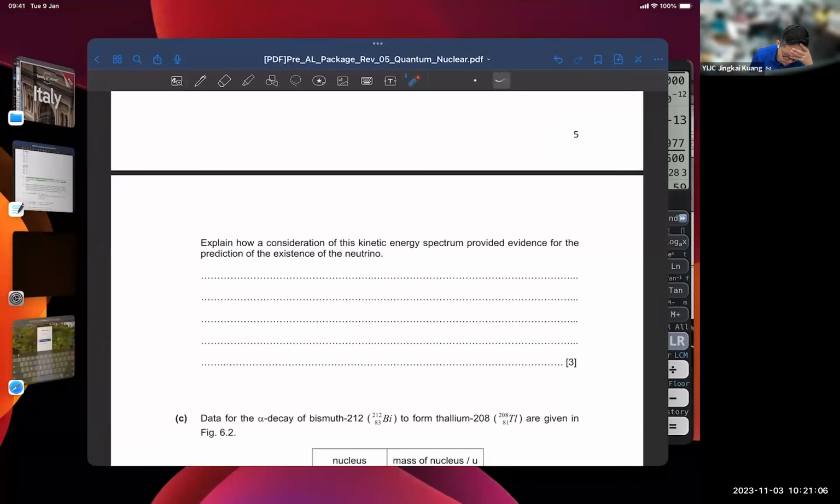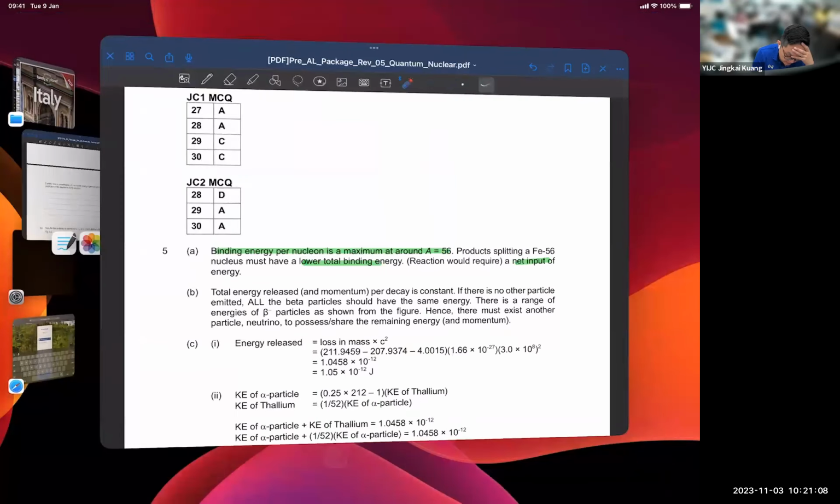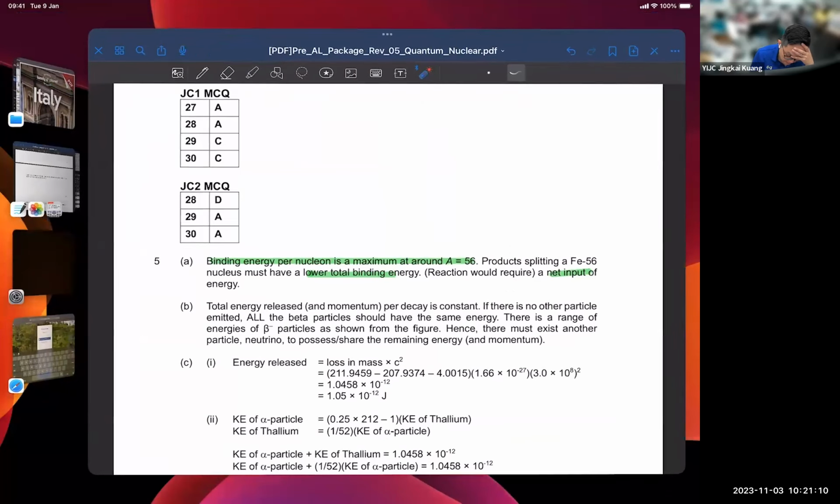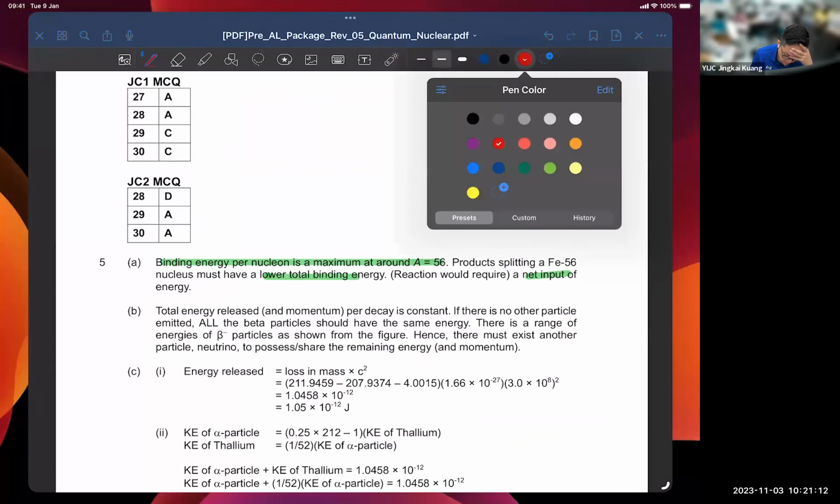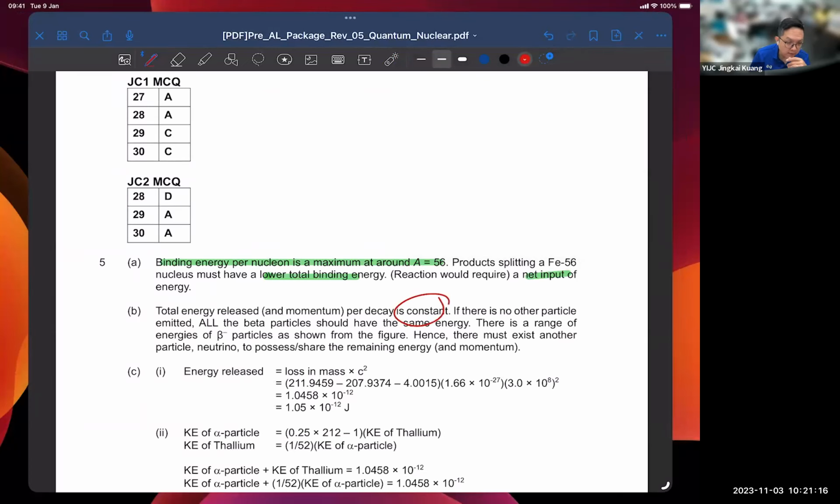So you have the total energy being released is constant, very important. Every decay has the same amount of release. If there are no other particles being emitted, all the beta particles share the same energy. But because there's a range, there must be another particle to share the momentum.